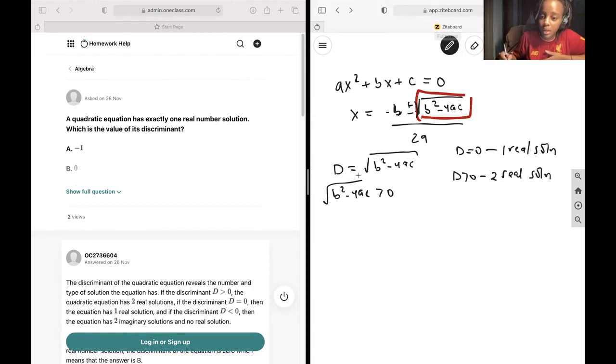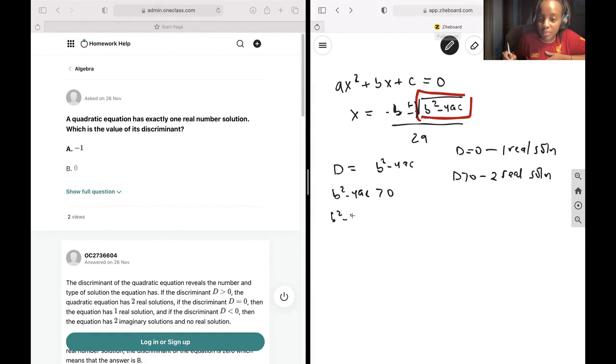Now let's check what happens. The discriminant is only what is inside of the square root. That is what we're discussing here. Okay, so now let's check when d is less than 0.